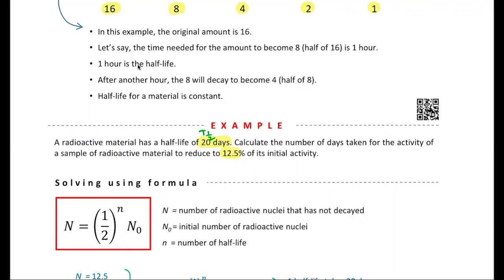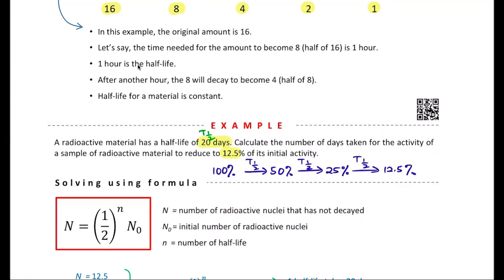3 times. So 100%, 1 half-life, it would reduce to half, so it becomes 50%. Another half-life is 25%. And then another half-life is 12.5%. Okay, ngam lah. 3 times half-life. Yeah, 3 half-lives. Correct. So how many number of days taken for the activity?